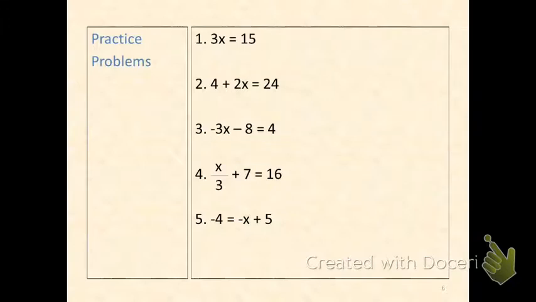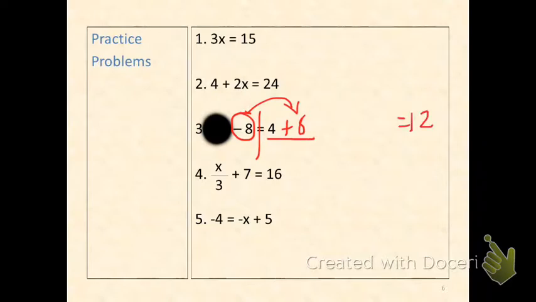But let's look at this guy right here. The first thing we do is cover up the variable. You can use your thumb. I have to use this because you can't see my thumb. I cover up the variable. This guy's hanging out, so I'm going to cross him over. He's a negative, so he becomes a plus 8. Now I'm going to write it to the side, because I don't have room. So now 4 plus 8 equals 12.